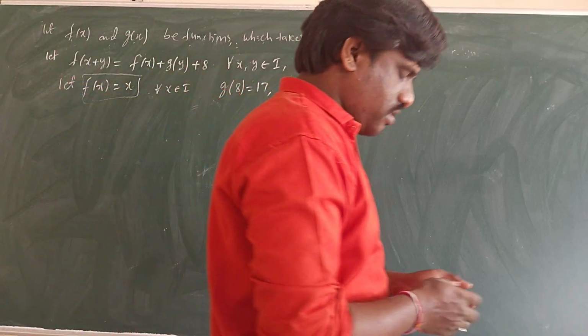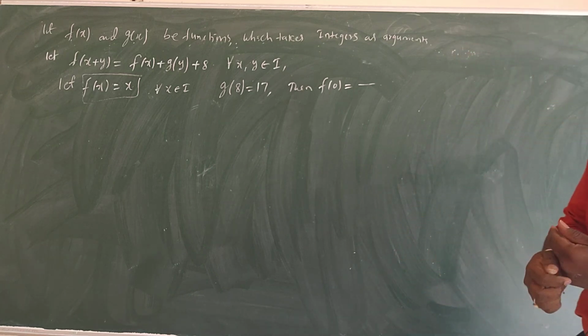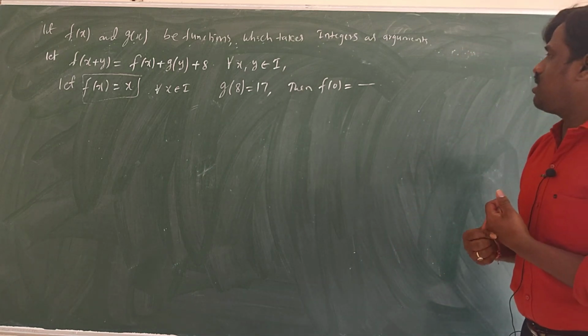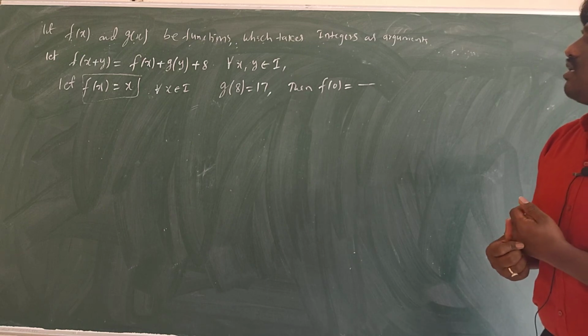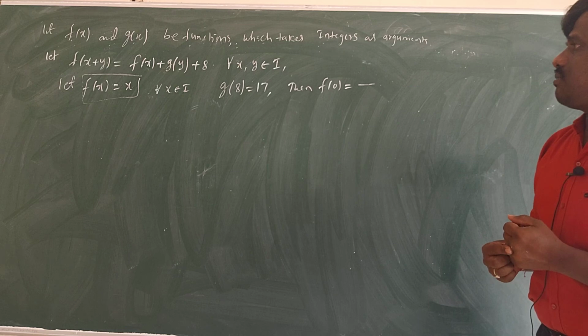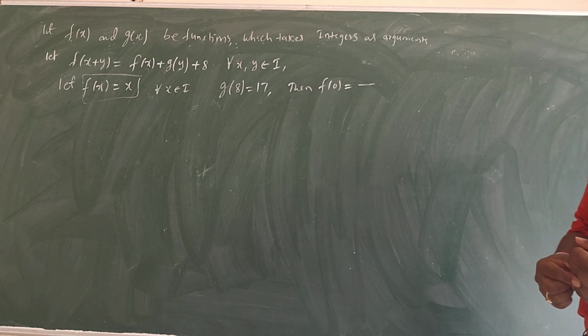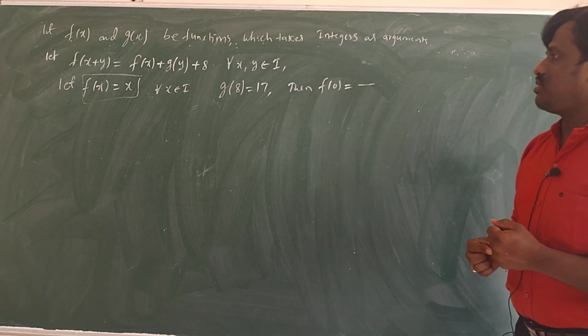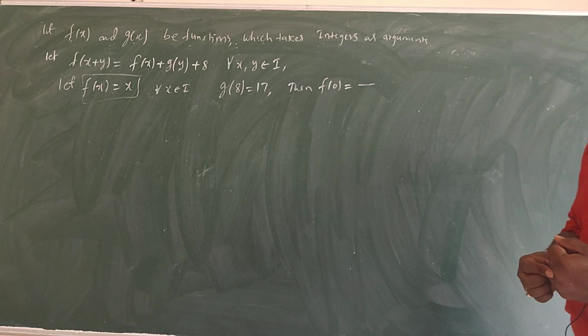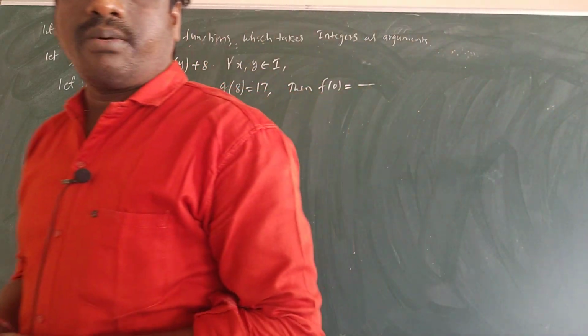See what they have given. F and g are functions which take integers as arguments. F of x plus y is equal to f of x plus g of y plus 8 for all x, y belonging to integers. Let f of x is equal to x for all x belonging to I. G of 8 is equal to 17, then f of 0 is equal to how much? So how to approach this?